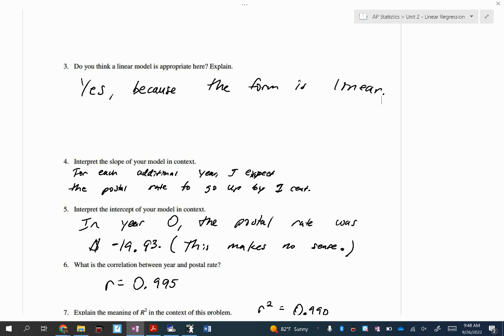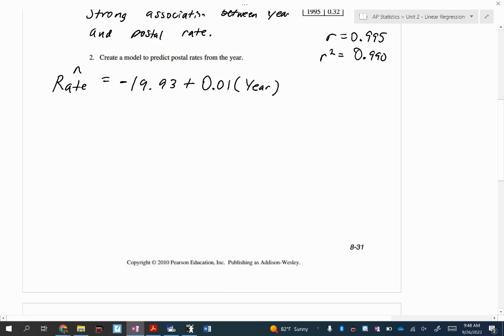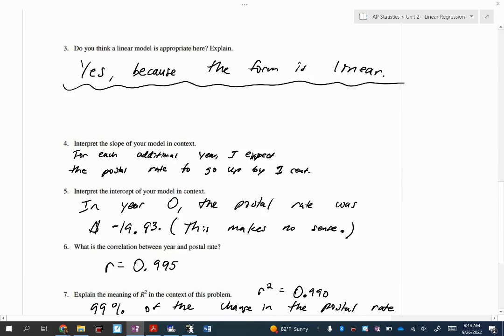I'm going to go one step farther, all right? This is really another question where I'm asking, is it appropriate then to use the model? We've got the model, we made it, here's our model. Is it appropriate to use this if we wanted to plug in a year and it spit out the projected postal rate? All right, so what do we have to do to check that?